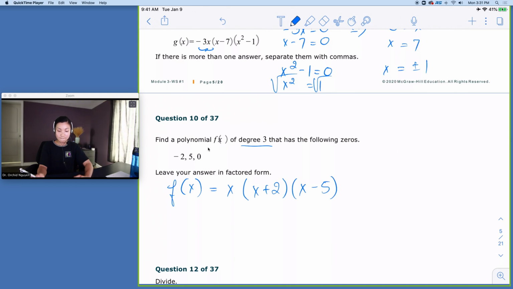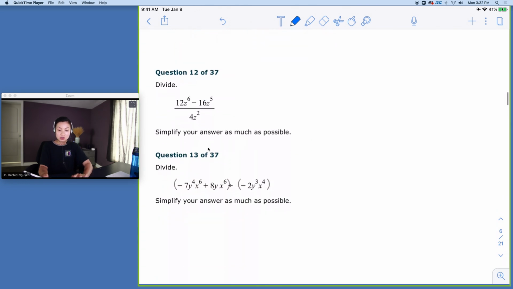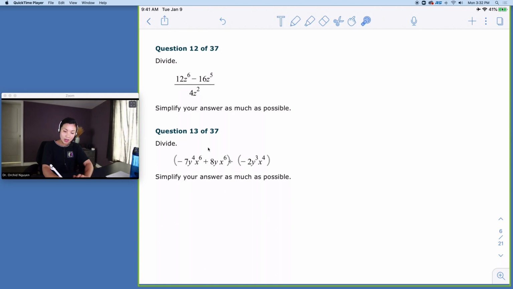That's a polynomial. You see that they ask you to leave your answer in factor form, so that's why I don't have to multiply it out or distribute. Okay, now division. Recall, what you have is a polynomial divided by a monomial. If you just have a polynomial divided by a monomial, you just have to break them apart and simplify one by one. So it's quite easy like this.